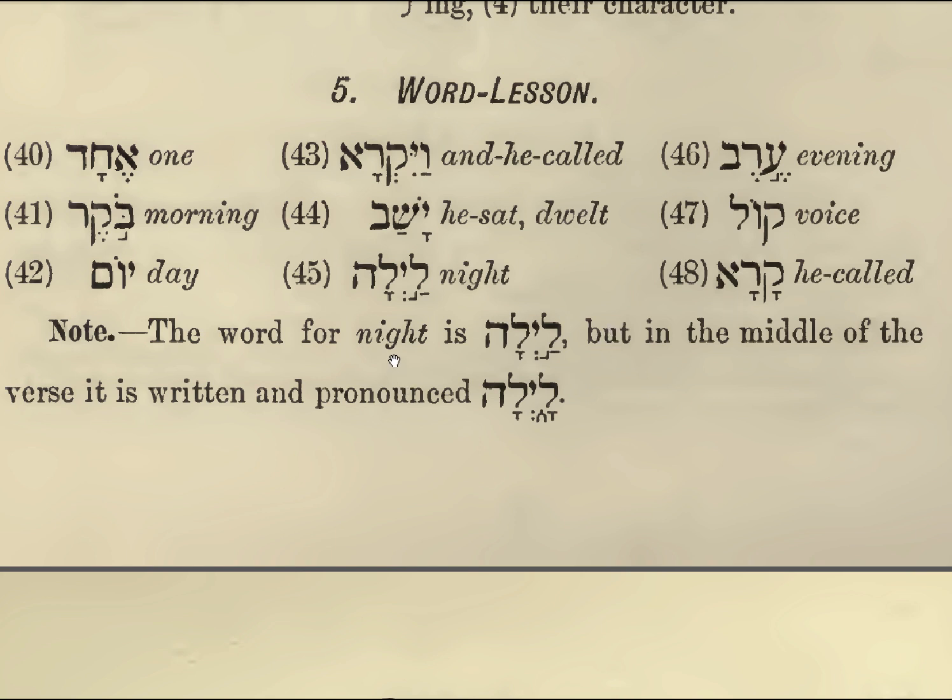Note that the word for night in its standard form is layla, but in the middle of a verse, it is written and pronounced layla. So layla, layla. The difference here being the length of this vowel. Layla, layla. Slightly heavier sound.